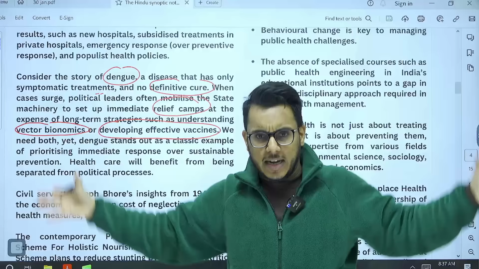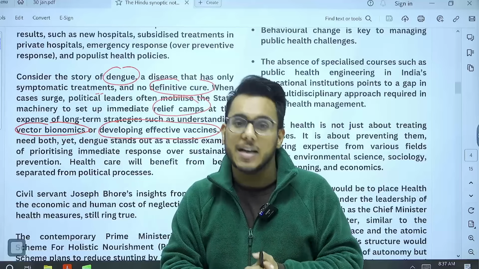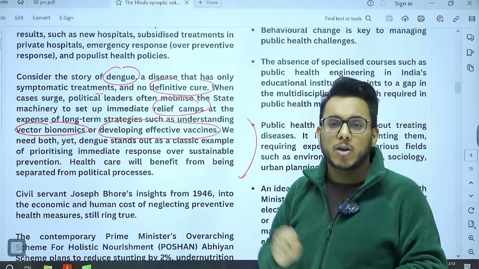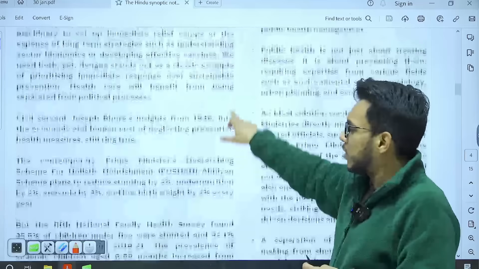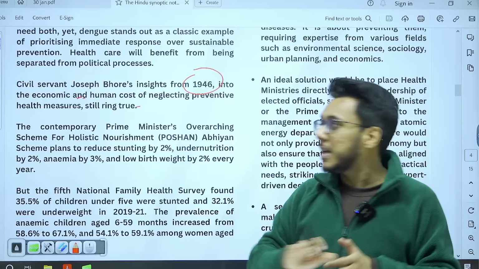Now, the article says that when you establish a relief camp or a hospital, it gives you more political mileage and more political visibility. Therefore, the expenditure is done there. These other things are long-term, whose impact will be seen after 15-20 years, so investment is not being done. Now, civil servant John Bhore, in 1946, wrote that there will be huge economic and human cost if we neglect preventive health care measures.